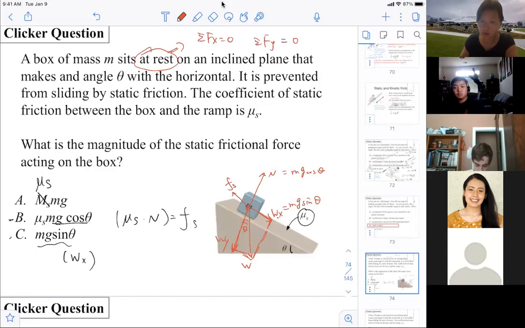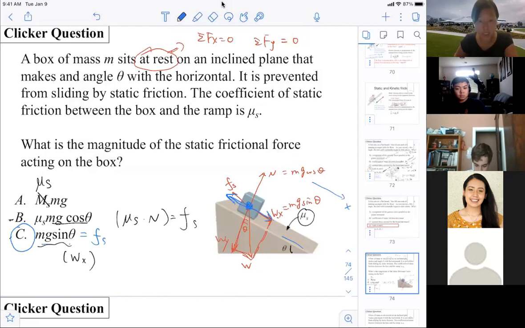Okay, so let's look at all the x and y directions. The x direction is along the ramp, right? I'm drawing a line along the ramp. All of the force has to add up to be 0. There are two forces only. One is weight of gravity in x, and one is friction going upward. So they have to balance. So you can say, well, the friction has to balance that, which is mg sine theta. I'm going to choose C.